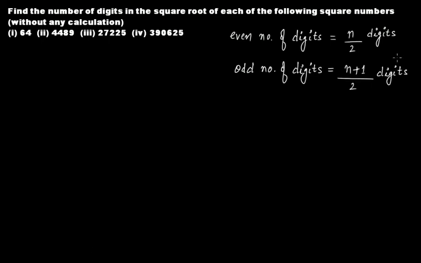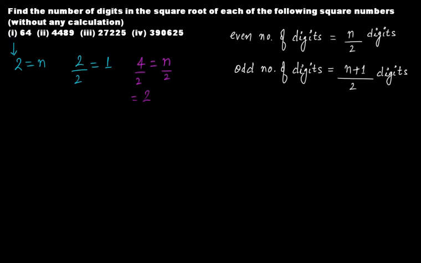Okay, so for this first one, how many digits do we have? 2. That is, n is equal to 2 here. So if n is equal to 2, then 2 by 2 is what? 1. Let's take this one. How many digits do we have? We have 4. That means n is equal to 4. So n by 2 means 4 by 2, and it is equal to 2. That is, your square root will have 2 digits. In the first case, you'll have 1 digit.